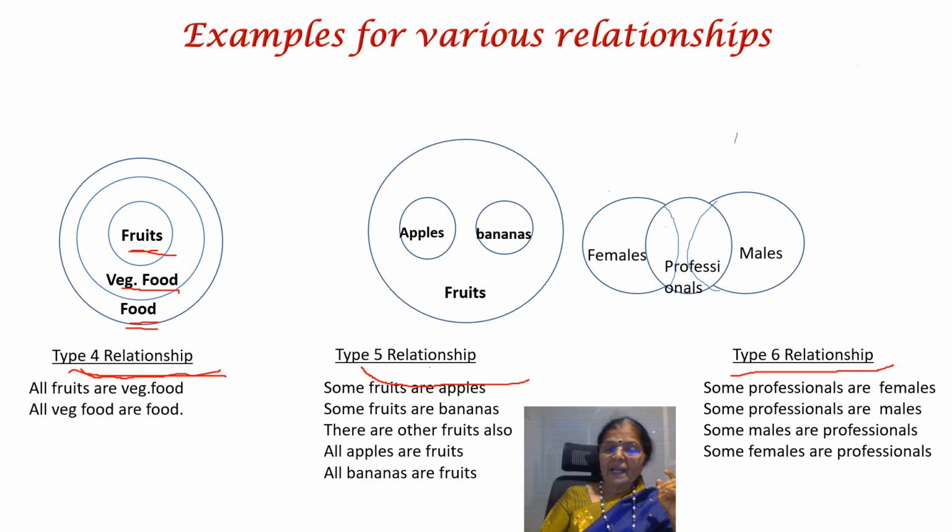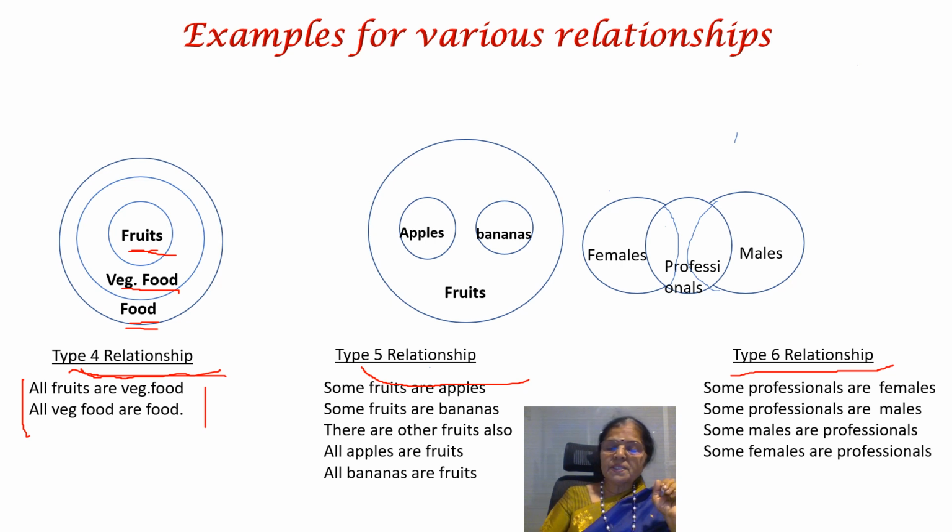So how will you draw the Venn diagram? The fruits is a smaller circle contained in a bigger group called vegetarian food, which again comes in a still bigger circle called food. So this is the diagram depicting the relationship between these 3 variables, fruits, vegetarian food and food. Now we can say here all fruits are vegetarian food and all vegetarian food are food. Okay.